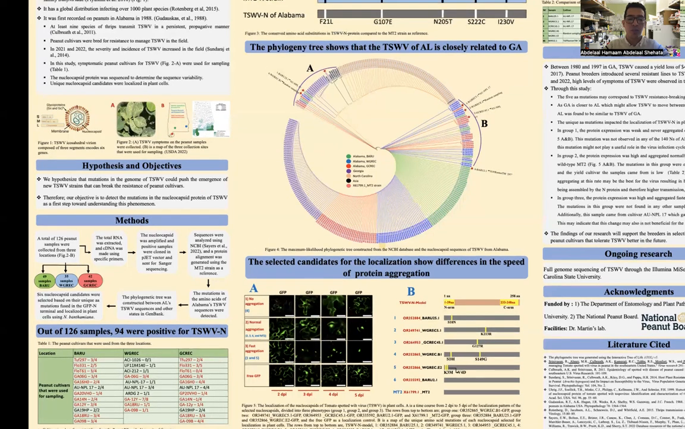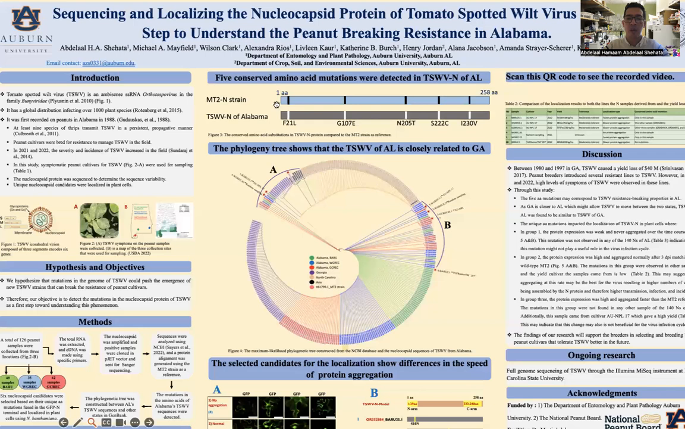When we made the alignment with the MT2 strain, as you can see here, here's a map of the nucleocapsid that represents MT2, and here is a map that represents all the nucleocapsids of Alabama. We found 5 conserved amino acid mutations in the nucleocapsid. For example, at site 21, the amino acid F in the MT2 strain changed to L in our strains. We call them conserved because all the nucleocapsids of Alabama show the same change. So here we have 5 conserved amino acid mutations.